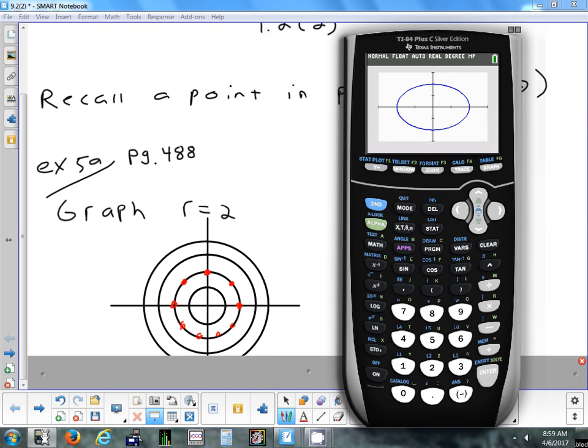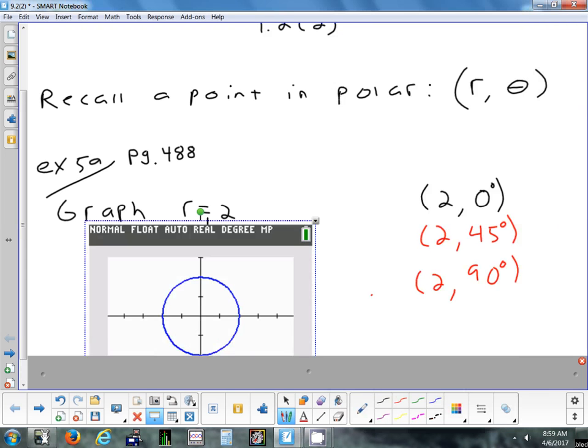Now it is a circle, because you can see it crosses the second tick mark on each axis. So it's definitely a radius of 2 in all directions. But how can I make it look circular? Zoom 5. Yeah, if you do zoom 5 after what I just did, it'll make it so it doesn't look distorted. And there's your picture. Okay, any questions on graphing the equation r equals 2?